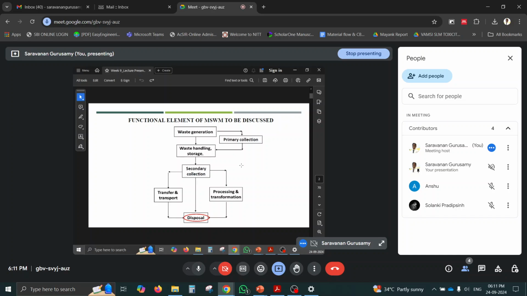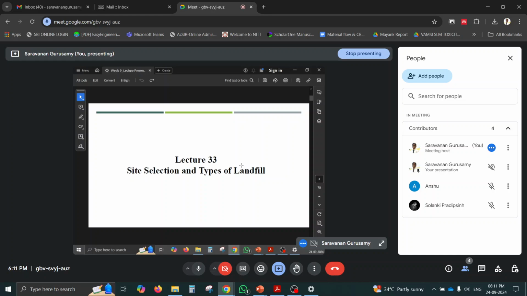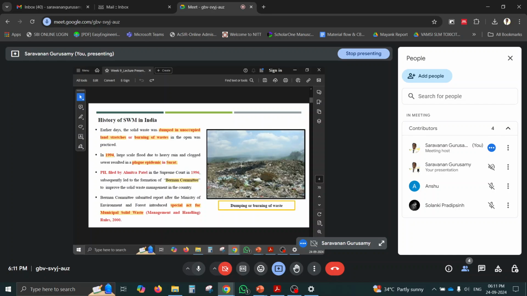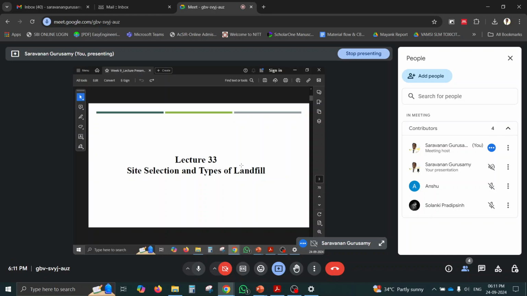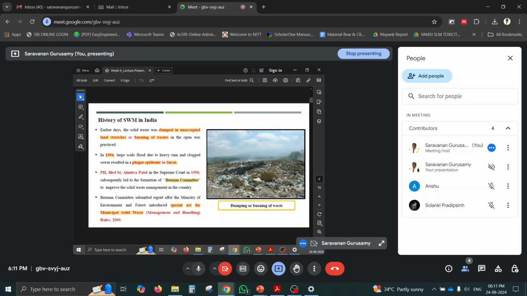So in this lecture, the ninth week, we are going to discuss the disposal of municipal solid waste, that is broadly the landfills. First we are going to discuss what the types of landfill are and how to select the site for the landfill. Initially we will discuss the history of solid waste management in India, and how they have dealt with municipal solid waste in the past years.